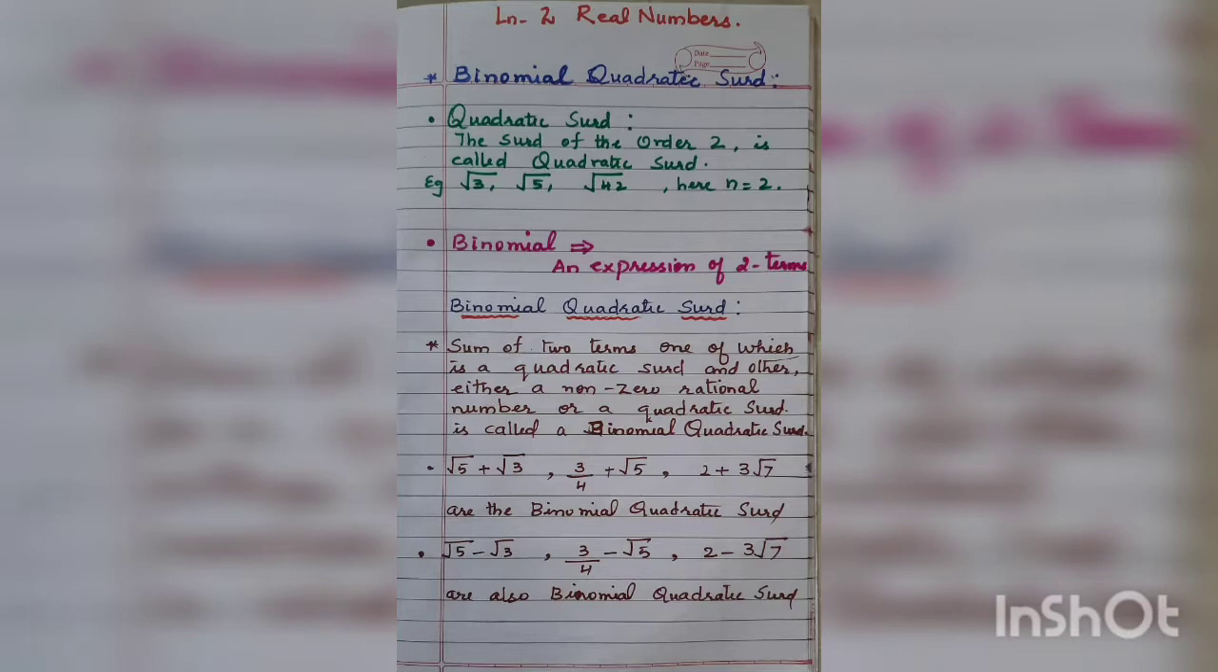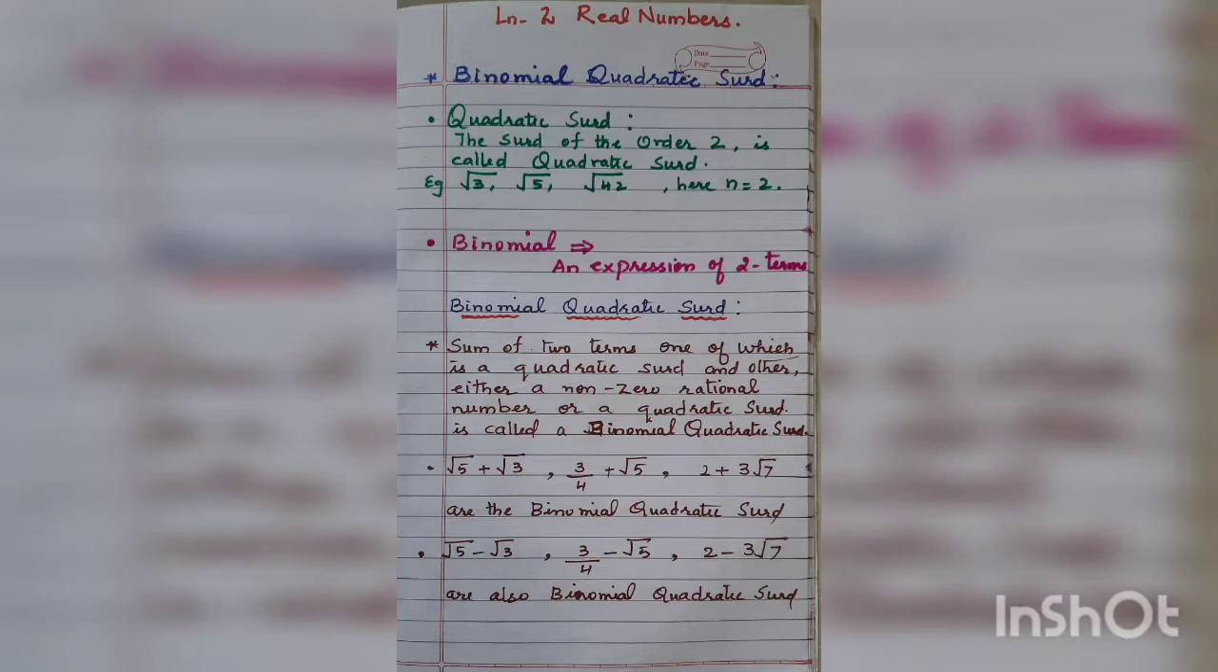In the second one, that is 3 upon 4 plus root 5, here you can see children 3 upon 4, that is the first term is a non-zero rational number and other is a quadratic surd. So as per the definition, this is also an example of binomial quadratic surd. Then third one, that is 2 plus 3 root 7. Here children, 2 is a non-zero rational number whereas 3 root 7 is also a quadratic surd, okay. So these are the examples of binomial quadratic surd.